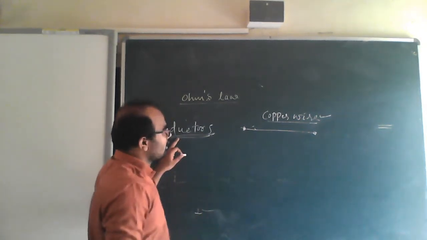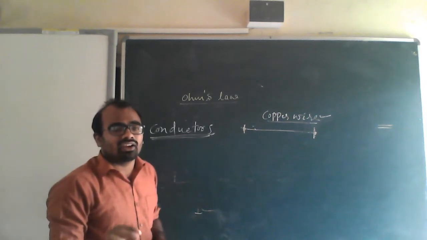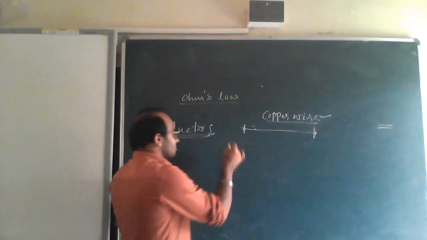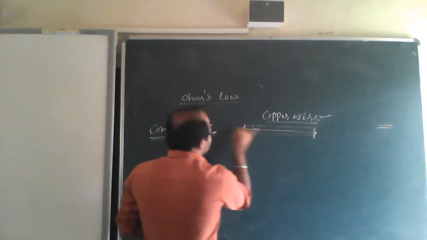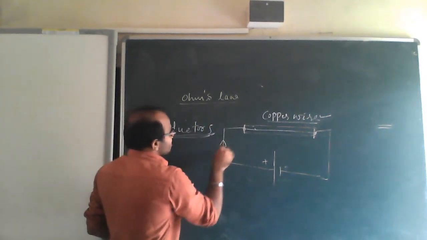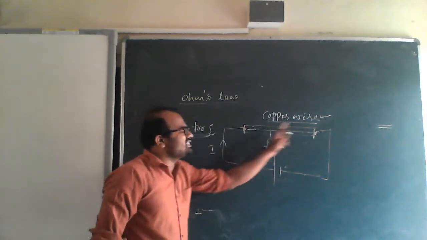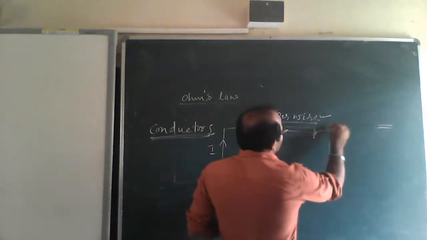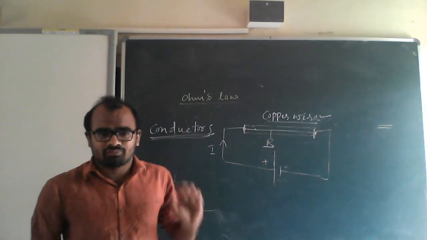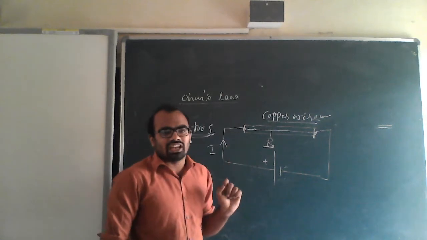That means the resistance of a conductor is very less. That means the opposition to the current is less, so current will flow easily. So here R is very less, which means the current will easily flow. That means it is a good conductor of electricity. For example, copper wire, aluminium wire and almost all the metals are good conductors of electricity because the resistance is very much less.